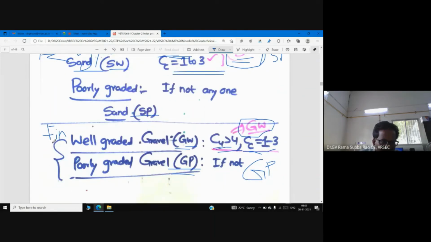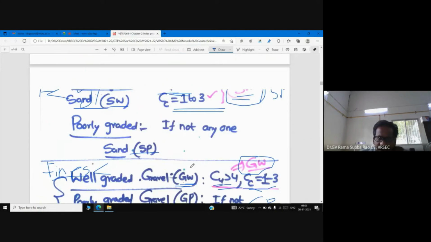Again, we should check the fines. Fines means particles less than 75 micron, that is, what is in the pan. If fines are more than 5%, then we should think beyond well graded and poorly graded. Now, if fines are less than 5%, we have to decide whether the selected gravel is well graded or poorly graded.